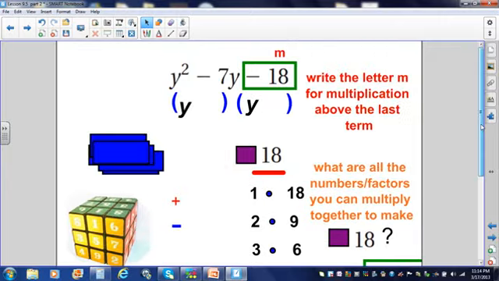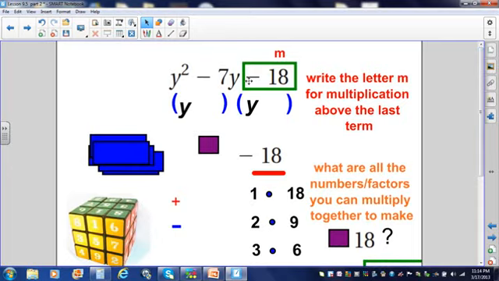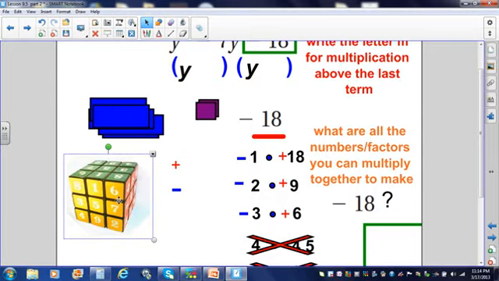But let's go back to the original problem. We need all the numbers we can multiply together to make negative 18. So I can do a negative 1 times positive 18. That gives me negative 18. I can also do negative 2 times positive 9. I can do negative 3 times positive 6. Remember our cube over here. We have to list out all of our possible combinations.